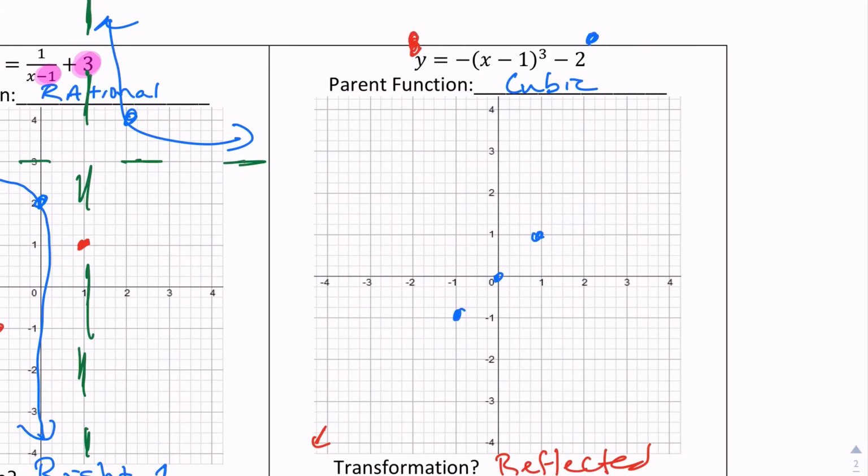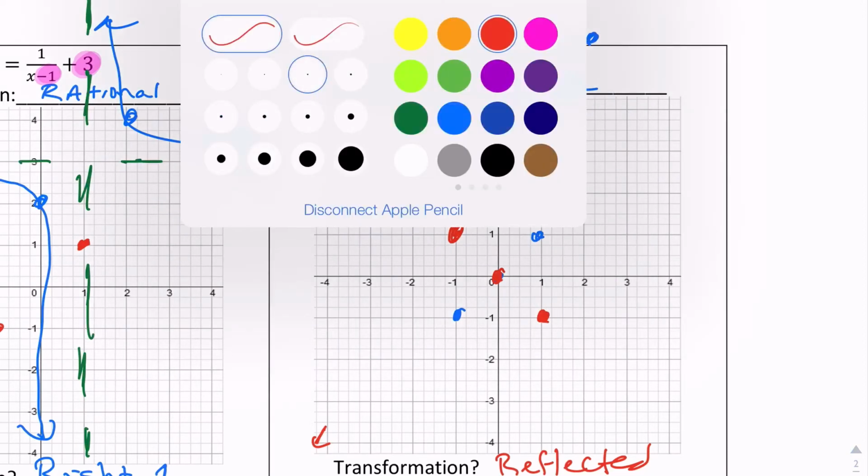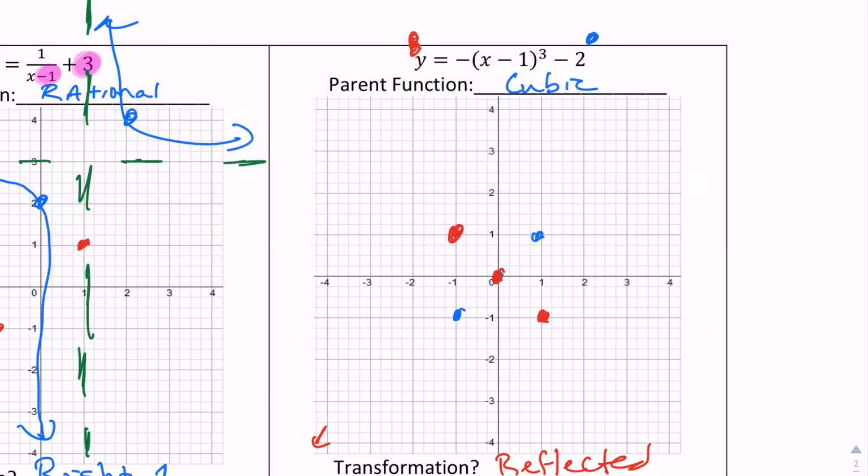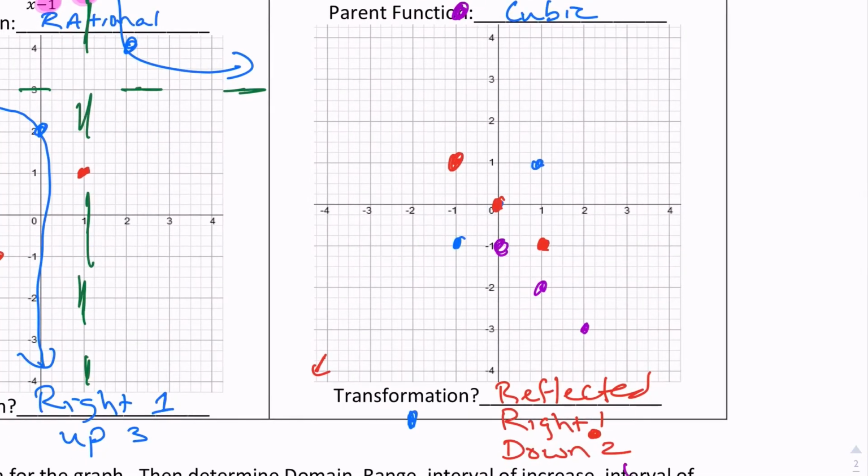All right, so the dot at a height of 1 is going to go to -1, 0 is going to stay at 0, and the dot at -1 is going to jump up to a height of 1. Okay, now we're going to move everything right 1 and down 2. So we're going to go right 1 down 2, right 1 down 2, right 1 down 2, right 1 down 2. We're still off the graph, and now we're way off the graph.